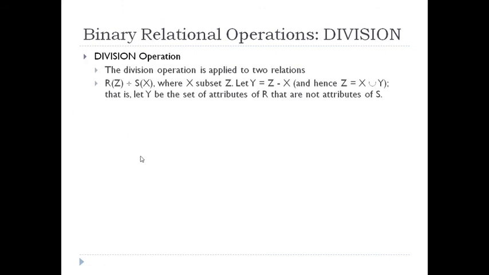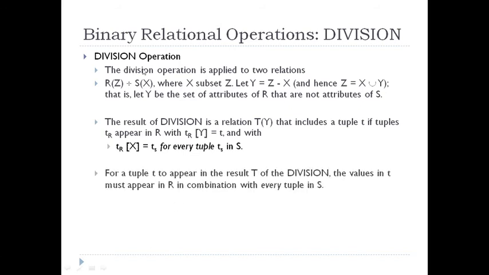Now the next is the division operation. Division is again a binary operation, which means it can be applied on two relations; it needs two operand relations. The definition is like this: R(Z) divided by S(X), where Z and X are sets of attributes, and X is a subset of Z.